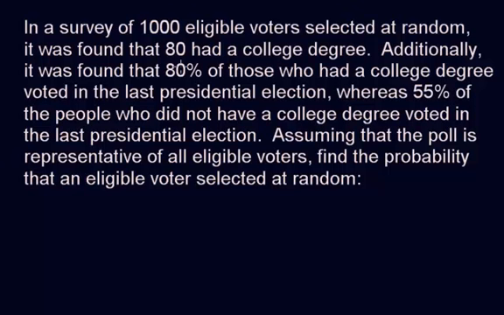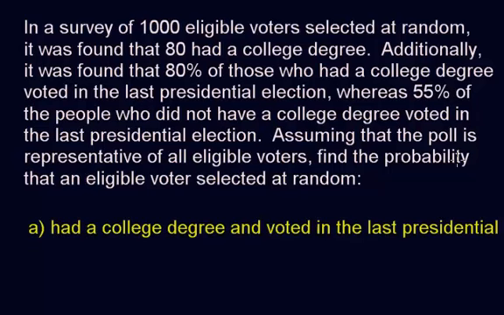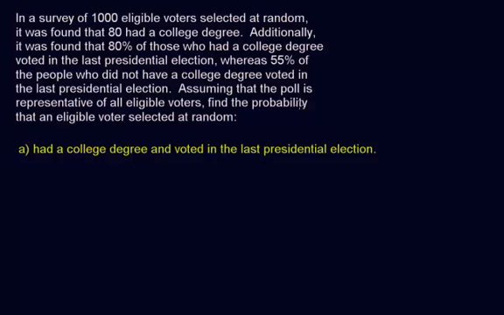In a survey of 1,000 eligible voters selected at random, it was found that 80 had a college degree. Additionally, it was found that 80% of those who had a college degree voted in the last presidential election, whereas 55% of the people who did not have a college degree voted in the last presidential election. Assuming that the poll is representative of all eligible voters, find the probability that the eligible voter selected at random had a college degree and voted in the last presidential election.